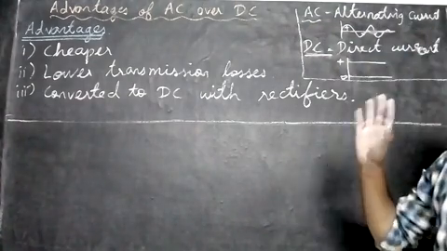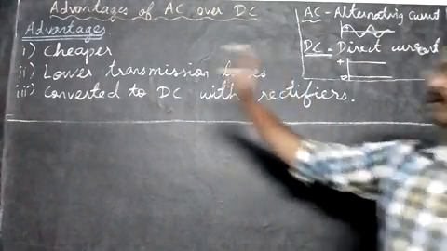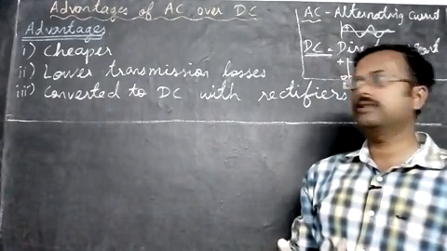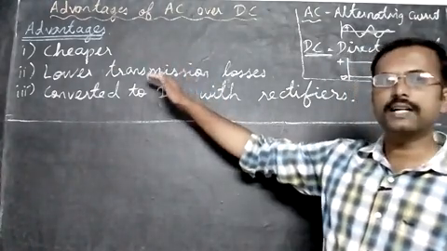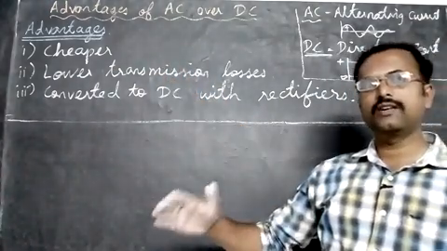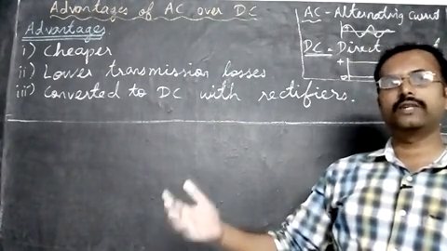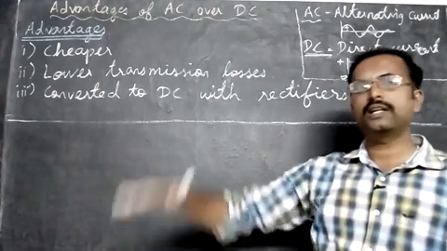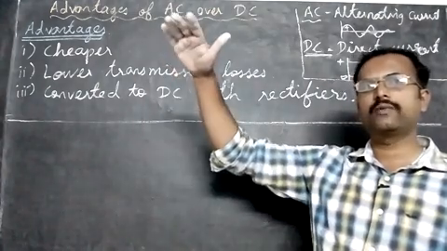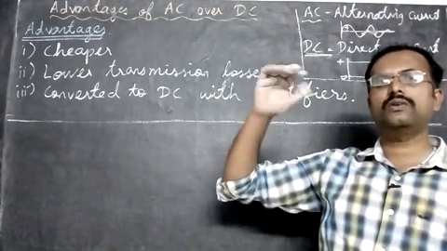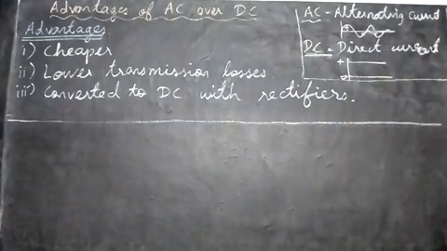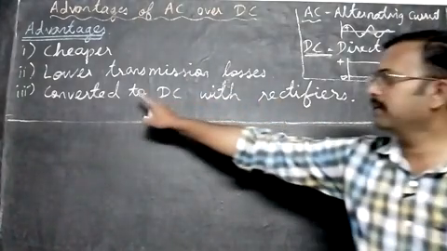But now let's see the advantages of AC over DC. First one is it's very cheap. We can produce alternating current very easily and very cheaply also. The second one is lower transmission losses. We learned power loss in transmission lines. If we send AC voltage at very high voltage, we can send it through long distance without loss or wastage.